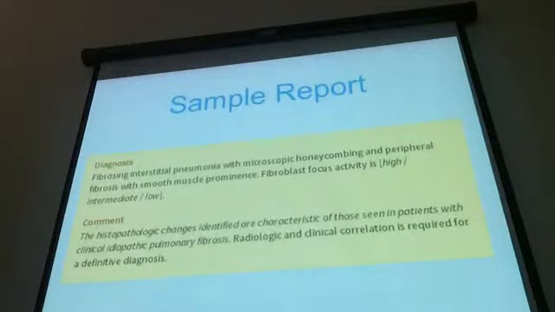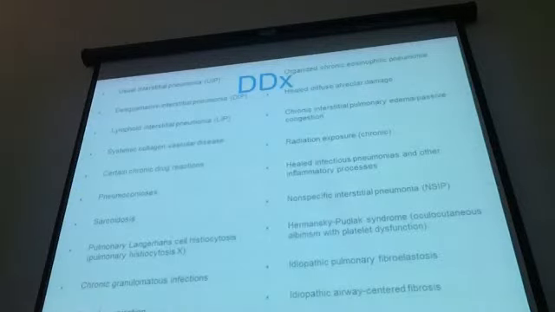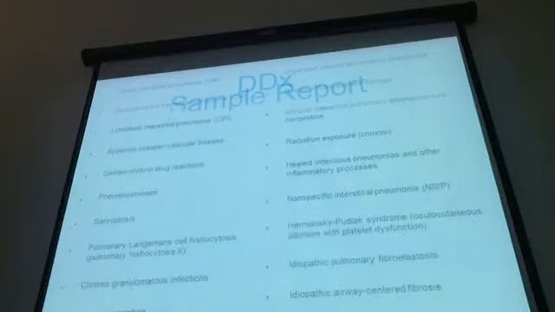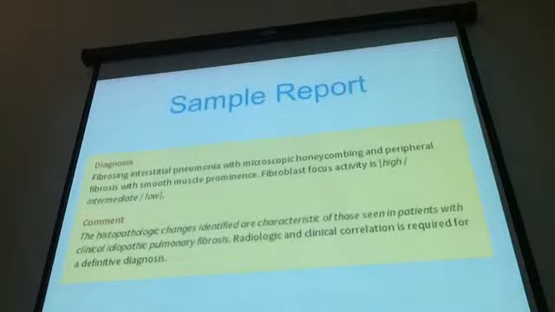So here's an example of how one person might put together their report. Given that it's such a broad differential, our level of certainty may not be absolute. So in this report, he said this is a fibrosing interstitial pneumonia with a little bit of honeycomb change and fibrosis, some smooth muscle metaplasia, and the level of fibroblastic focus activity is low, medium, high, according to our count.